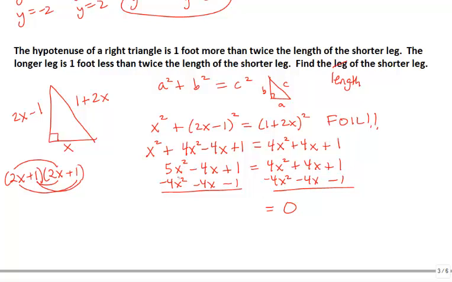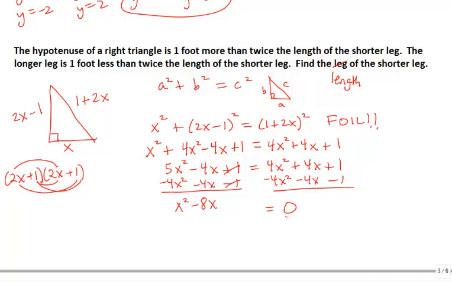5x squared minus 4x squared is just an x squared. And these are both negative, so they actually add. Negative 4 and negative 4 is negative 8x. But the 1s have opposite signs, so they cancel each other out. So we just get x squared minus 8x equals 0.